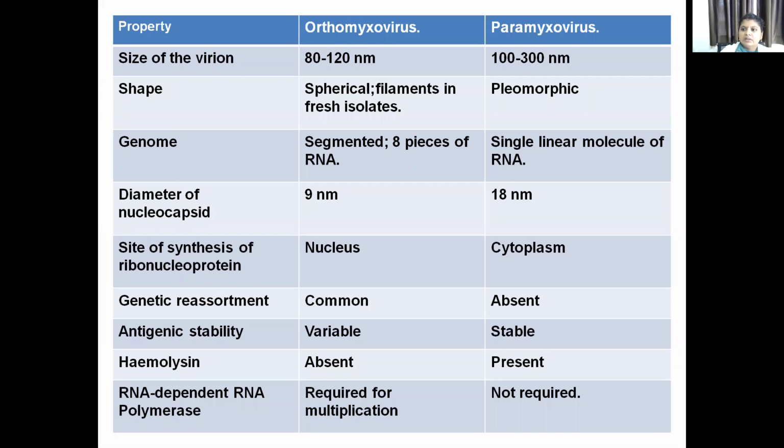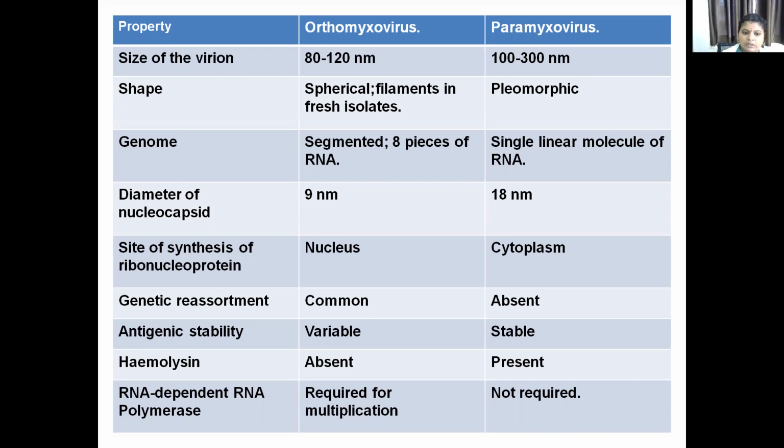If you see the difference between the orthomyxovirus and paramyxovirus, these are some of the differentiating points. Size: the orthomyxovirus is a little bit smaller when compared to the paramyxovirus. Shape is spherical or filamentous in orthomyxovirus, whereas the paramyxovirus exhibits pleomorphism. Genome of orthomyxo contains RNA divided into 8 segments, whereas in paramyxovirus a single linear RNA molecule is there. The diameter of the nucleocapsid is a little bit smaller when compared to the paramyxovirus, that is 8 nanometers in case of orthomyxovirus.